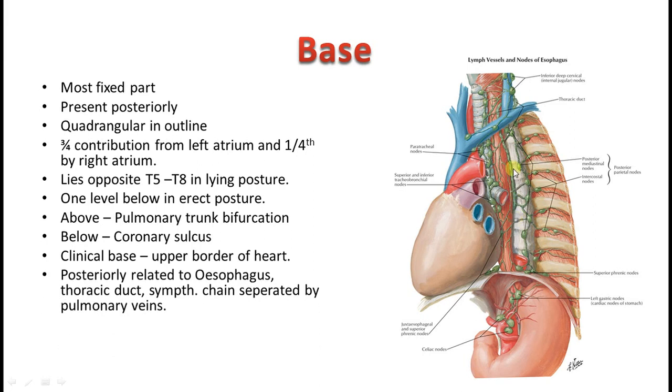So esophagus, thoracic duct, descending thoracic aorta, and sympathetic chain, and also all these are separated by the pulmonary veins. The left pair and the right pair cross from the right lung and then enter the left atrium. So the right and left pairs of pulmonary veins are all related to the posterior aspect.